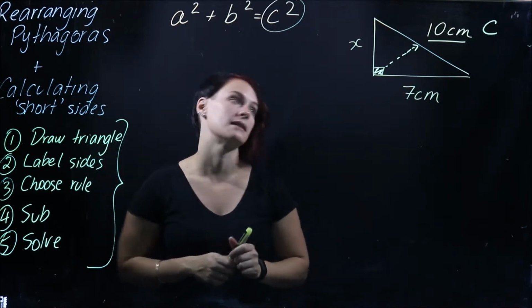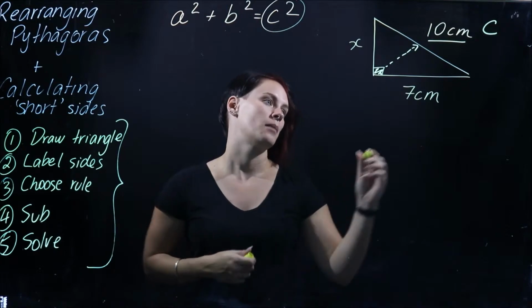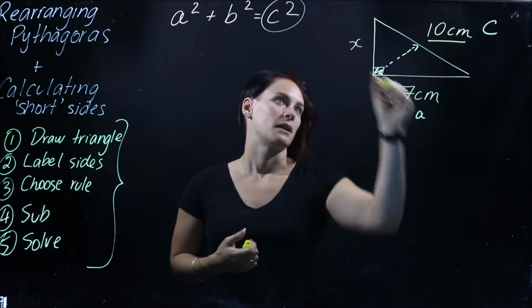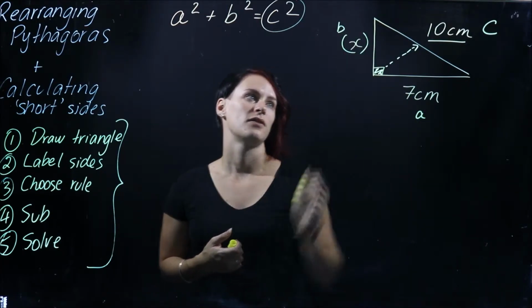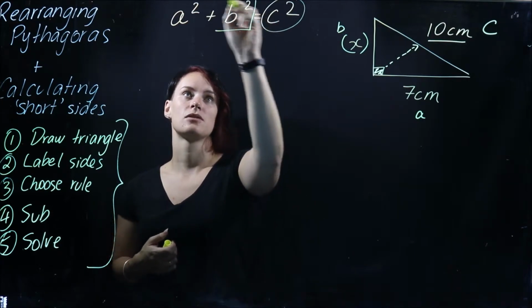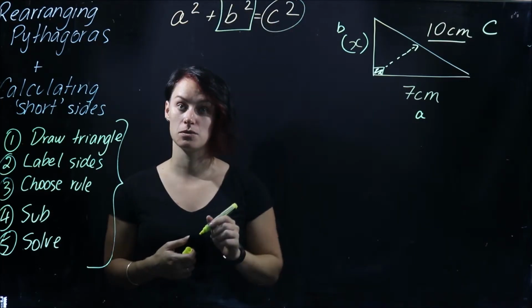Right, so we've drawn a triangle, let's label our sides. We've already done C for the hypotenuse. Let's go this time. This one is A and this one is B. So now what we're trying to find here is the B. This is the one we're trying to find on its own, not C like usual, okay?